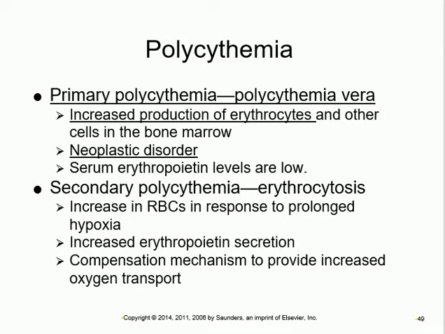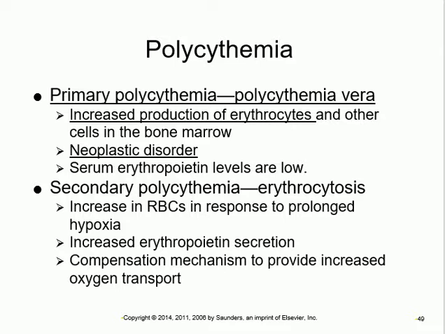A problem happening somewhere else is making the bone marrow make more red blood cells. Do you understand the idea? If I am responsible for something, if I do it more, you call it primary. If I am okay, I'm not doing anything wrong, and you are telling me to do it, it's secondary. Did you get this idea? And this is not only here. Anything, take it as a general rule. Anytime you see primary, it is from the organ itself. Secondary is from somewhere else. So the organ is okay.